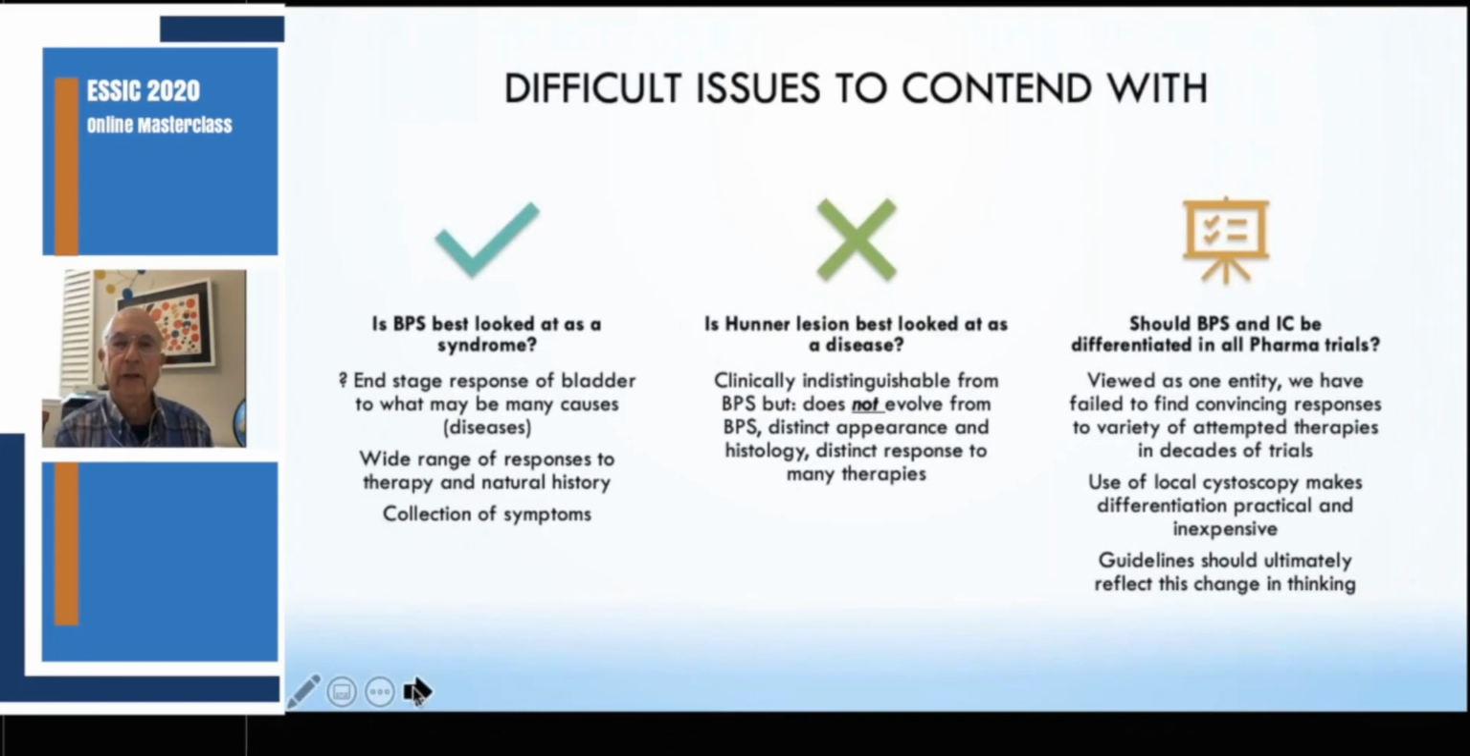So these are difficult issues to contend with. Is BPS best looked at as a syndrome, an end-stage response of the bladder to what may be many different causes or diseases? It has a wide range of responses to therapy, natural history, and it's basically a collection of symptoms. Is Hunner lesion best looked at as a disease, clinically indistinguishable from bladder pain syndrome, but it does not evolve from bladder pain syndrome? It has a distinct appearance, histology, and a distinct response to many therapies.